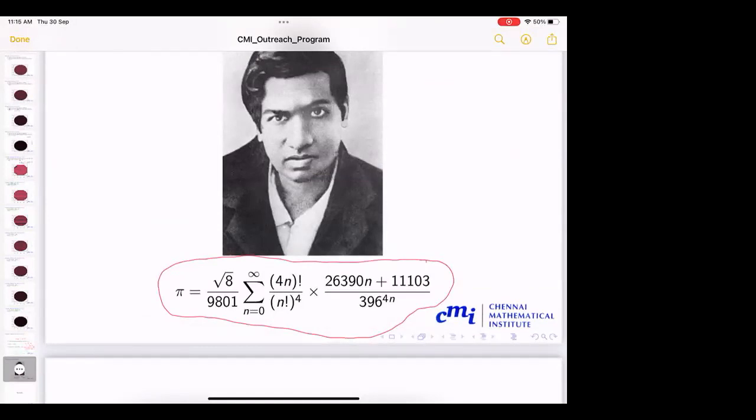But there is, if you look at this formula for a while, you will find there is a conceptual connection with what we just did and what Ramanujan's formula is. Can you tell me what is that conceptual connection? Limit to infinity. And there is one more thing.